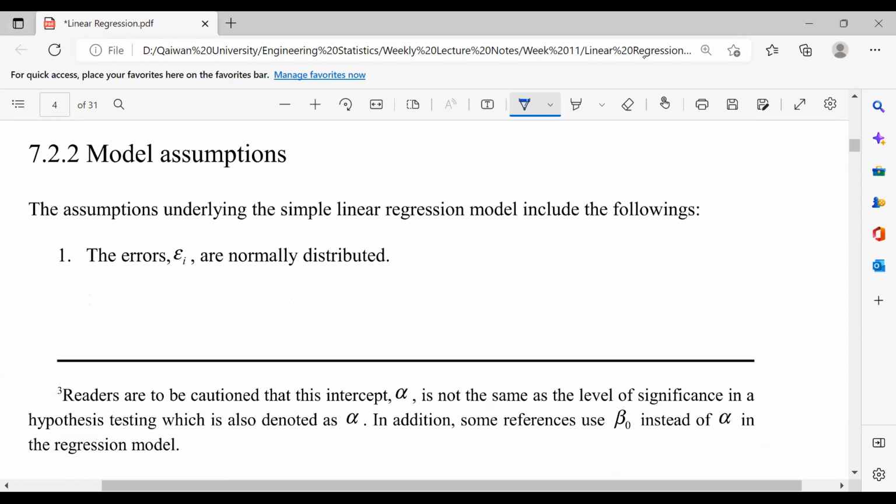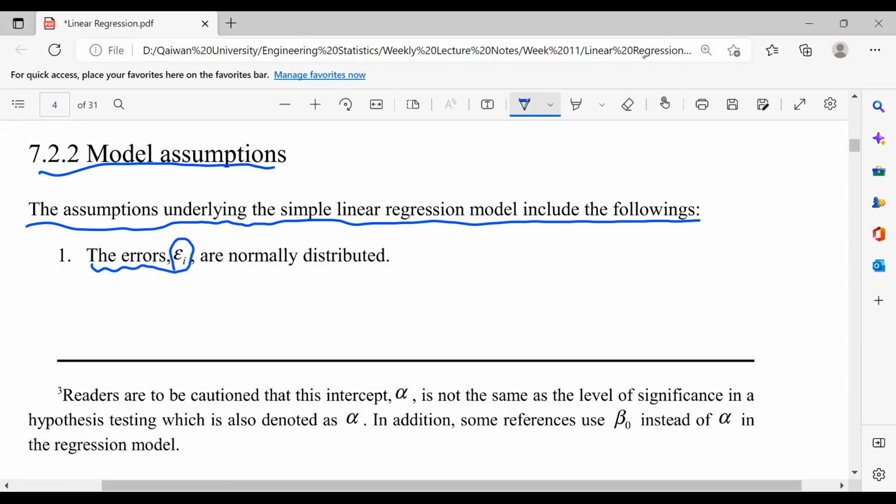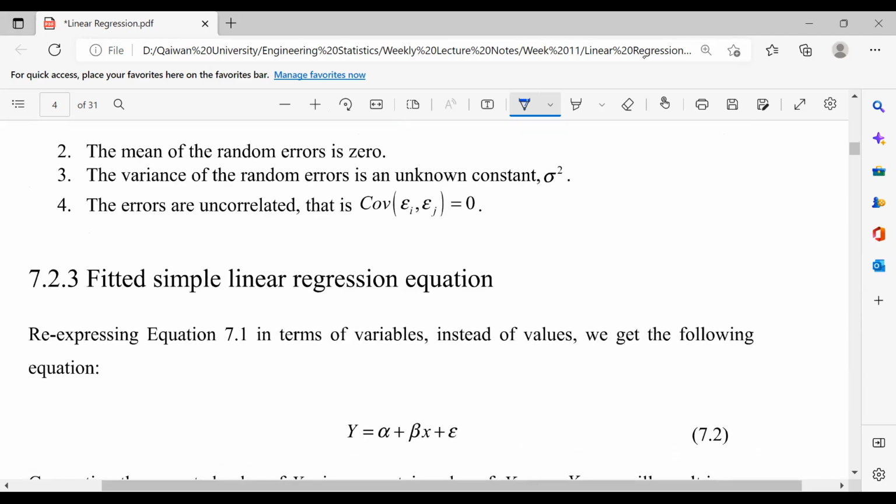Here, model assumptions. The assumptions underlying the simple linear regression model include the following. The errors, which are denoted by epsilon_i. Epsilon_i is the errors. These errors are normally distributed. These errors must be normally distributed.